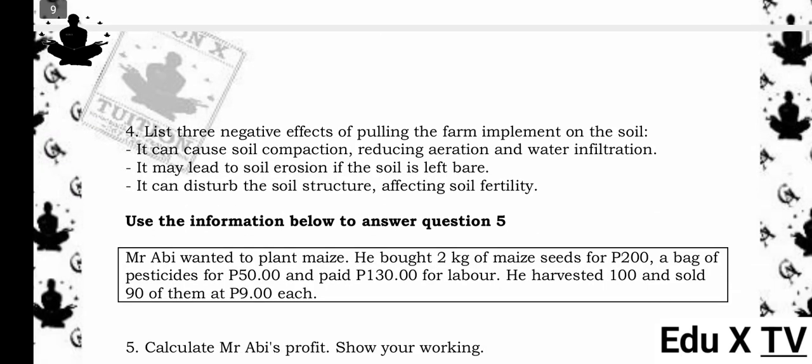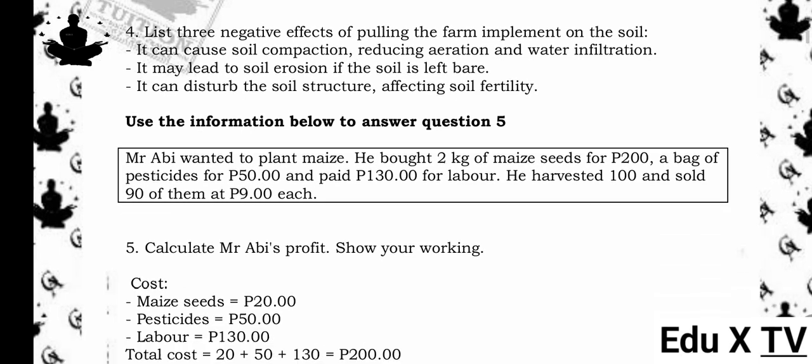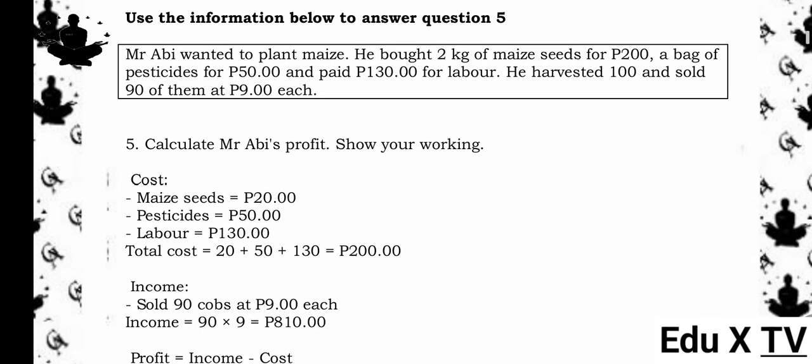4. List 3 negative effects of pulling the farm implement on the soil. It can cause soil compaction, reducing aeration and water infiltration. It may lead to soil erosion if the soil is left bare. It can disturb the soil structure, affecting soil fertility. Use the information below to answer question 5.